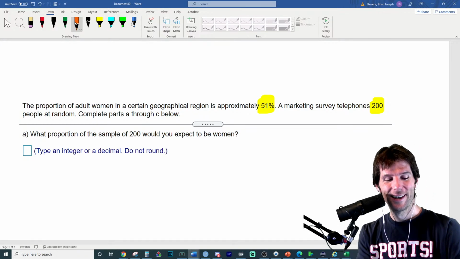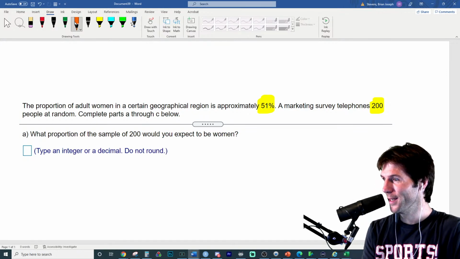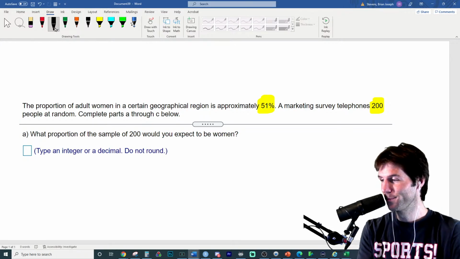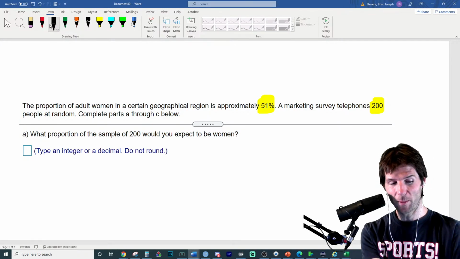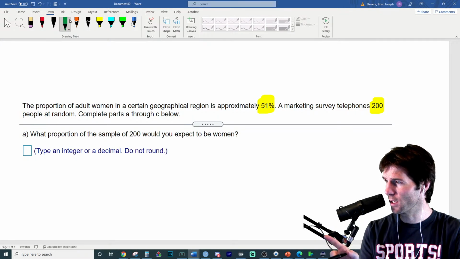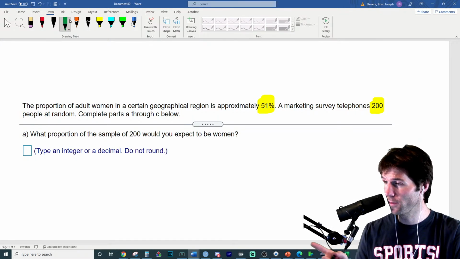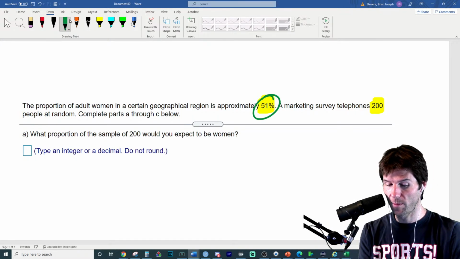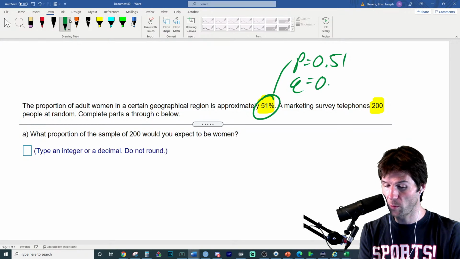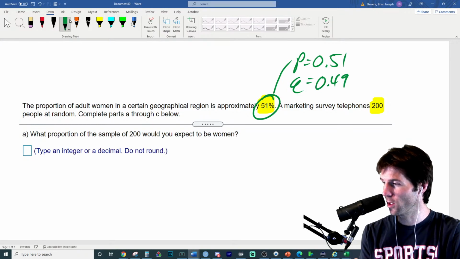So this right here, it says the proportion of adult women in a geographical region. Yeah, we can do this problem right here. I think Tiffany might have the next one, and we're going to just keep crushing problems. This right here is P, which is the true proportion of adult women in a region. Q is the complement, 1 minus P. Just practice: P and Q are complements.